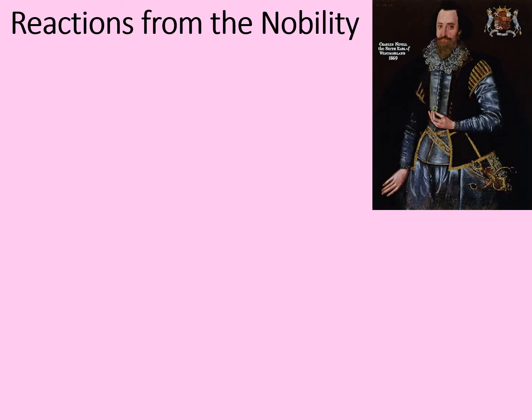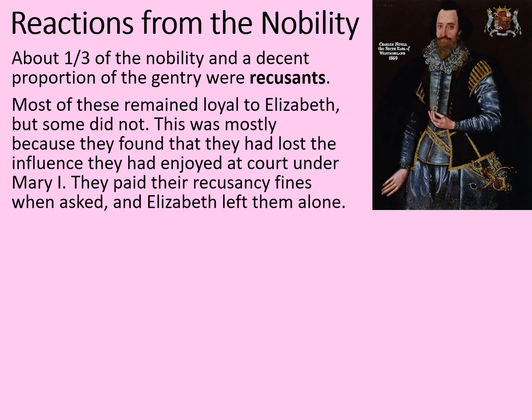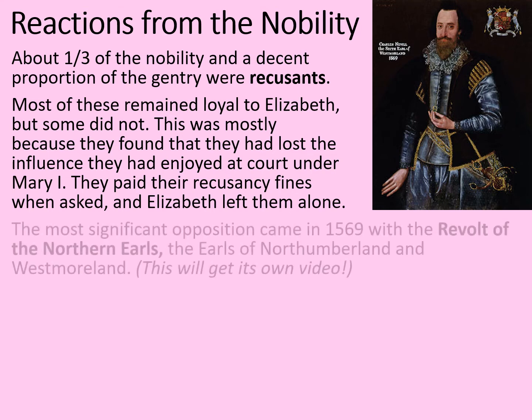Elizabeth usually needed to take notice of the nobility, though. These were the most powerful, wealthy and influential members of society. About 1/3 of the nobility and a decent proportion of the gentry were recusants, so they were Catholics who refused to go to the Protestant Church of England services. Most of these remained loyal to Elizabeth, though, but some did not. This was mostly because they found that they had lost the influence that they had enjoyed at court under Mary I, rather than just on purely religious basis. They paid their recusancy fines when asked, and Elizabeth largely left them alone.